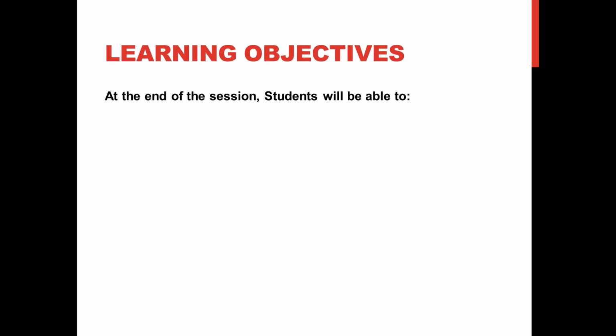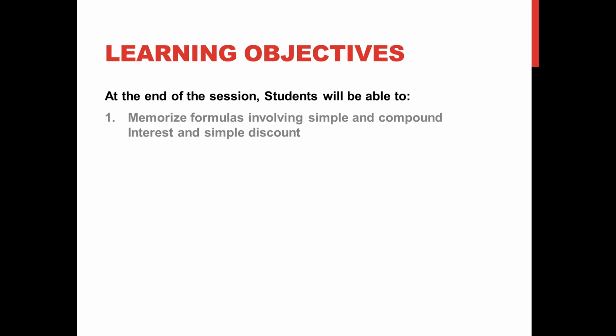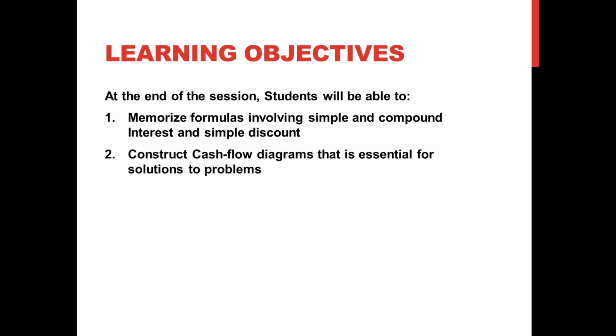So our learning objectives are that at the end of the session, you'll be able to, number 1, memorize formulas involving simple and compound interest and simple discount. Actually, we have dealt with simple interest already. So by and by, we will discuss simple discount and compound interest. And of course, our key to the solution is the cash flow diagram. It is essential for solutions to the problem. So one of your learning objectives is to construct them. Then number 3, solve problems involving interest, inflation, and discount.